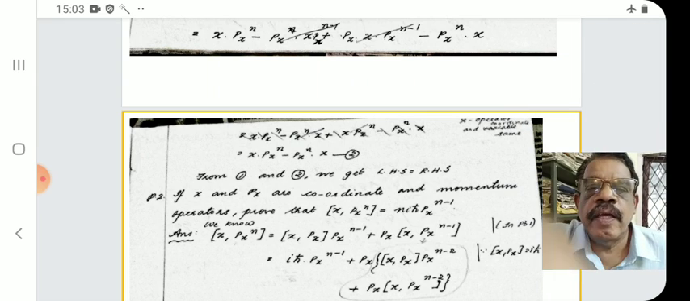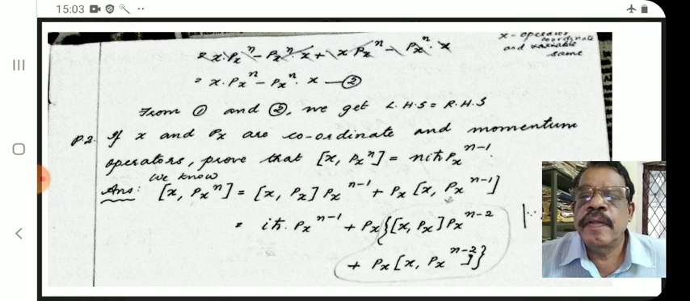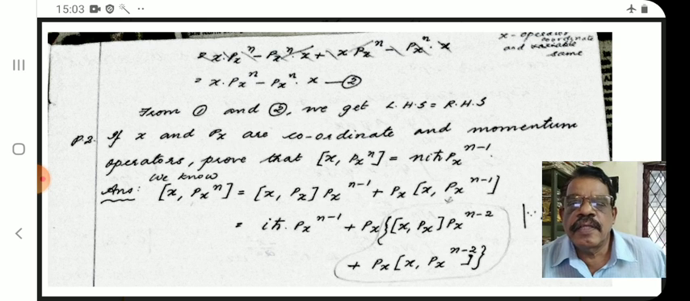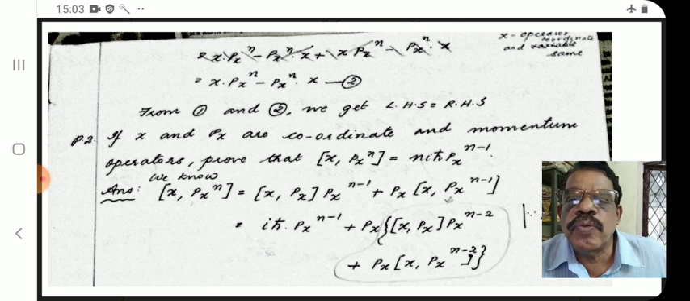So when we apply the result, we get RHS like that. The result of the first problem we use here: [x, p^n] = [x, p]p^(n-1) + p[x, p^(n-1)]. This we have proved in the above problem, the first problem. That result is repeated here.